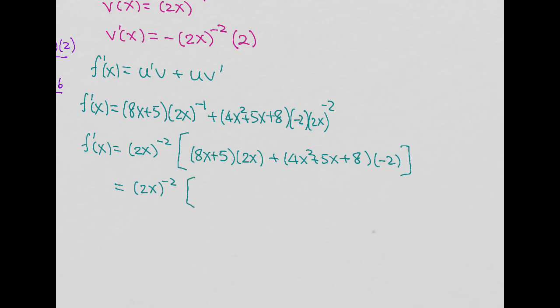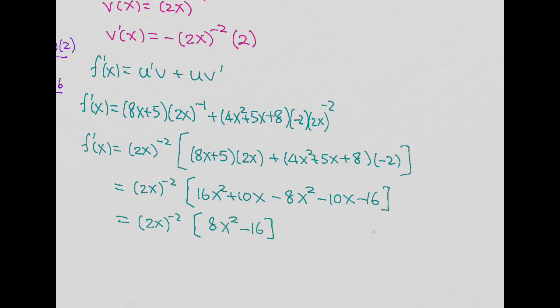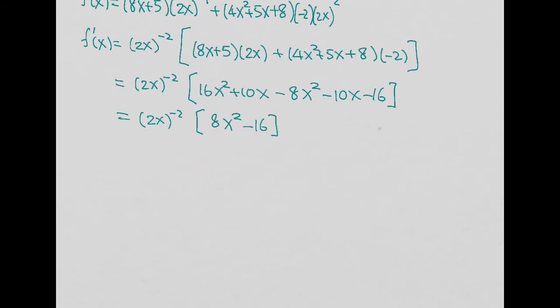So expand all the terms. So you get 16x squared plus 10x minus 8x squared minus 10x minus 16. And you're going to have (2x) to the negative 2. You have 8x squared minus 16. And since the 2x has an exponent of negative 2, that means we have to bring them into the denominator. So we get 8x squared minus 16 on the numerator, over (2x) squared, which is 8x squared minus 16 divided by 4x squared.